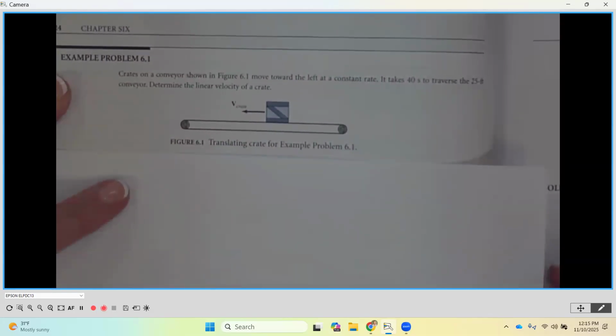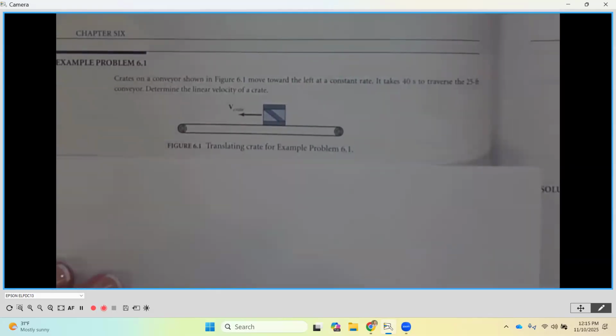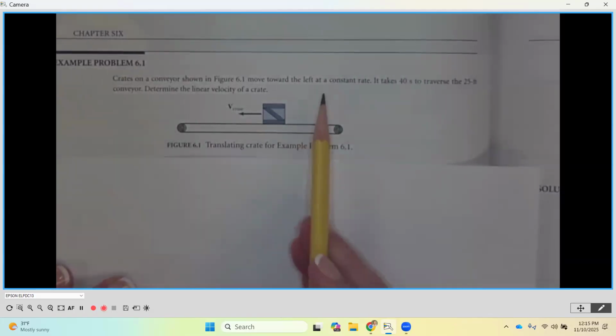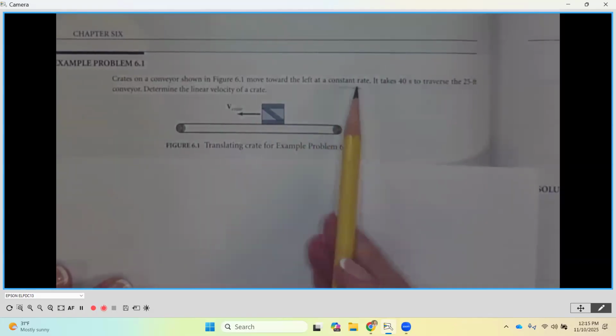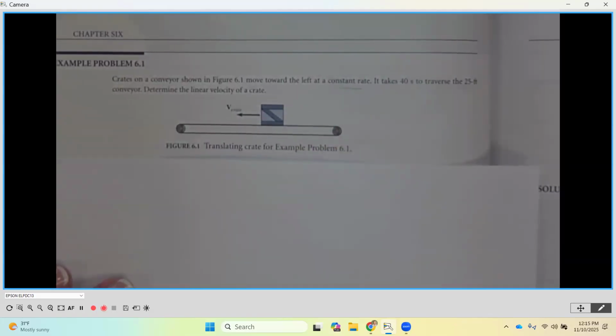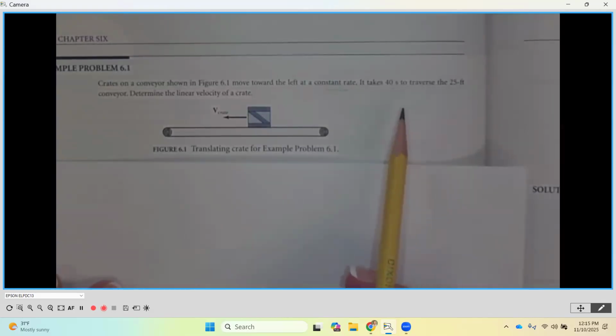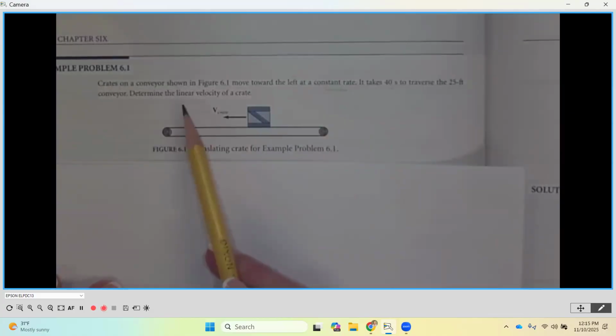So in problem 6.1, we have a crate that's on a conveyor, as we can see here, all right? It's going to move towards the left at a constant rate. And it's telling us that it takes 40 seconds to traverse 25 feet on that conveyor. So they want us to determine the linear velocity of that crate.